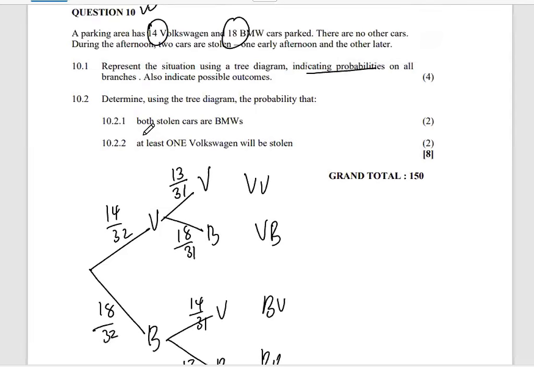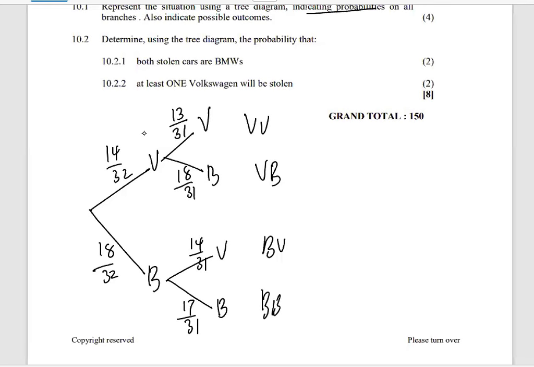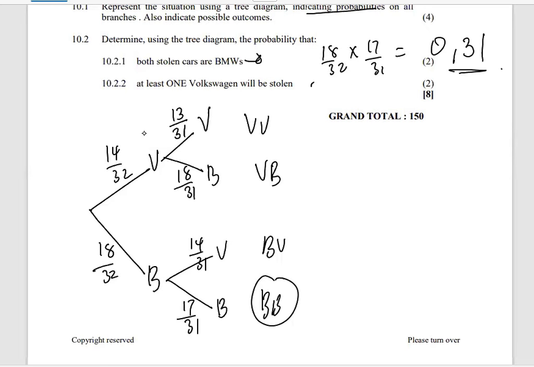Then determine, using the tree diagram, the probability that both cars stolen will be BMW, so BB. It's going to be 18 over 32 times 17 over 31. What do we end up with? So I'm getting 0.31 if I round off to 2 decimals.